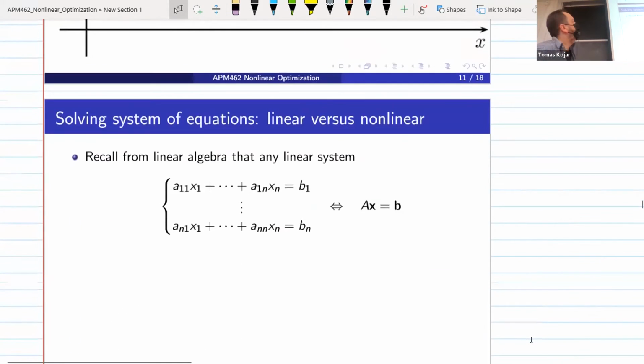Okay, so why do we care about this? In linear algebra, you solve this kind of system. You had just linear coefficients and variables, and you wrote it as this matrix, right? Can someone tell me when you have a unique solution? What do you need from A?